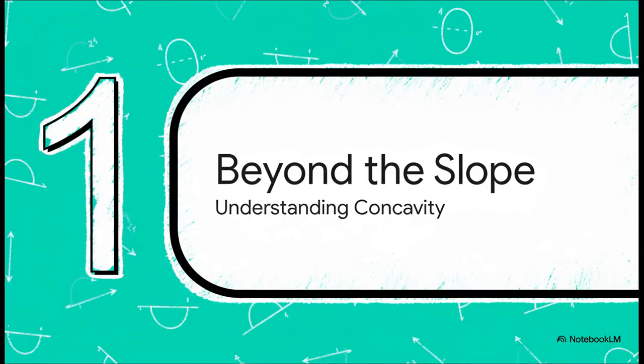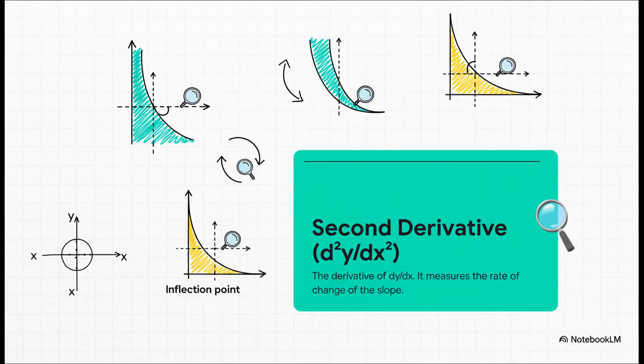So, we're going beyond the slope. The first derivative tells us about increasing and decreasing, which is great. But to really understand the bend, we need a whole new tool. And here it is, our secret weapon, the second derivative. And honestly, it's exactly what it sounds like. You take the derivative once, to get the slope, and then you just do it again.